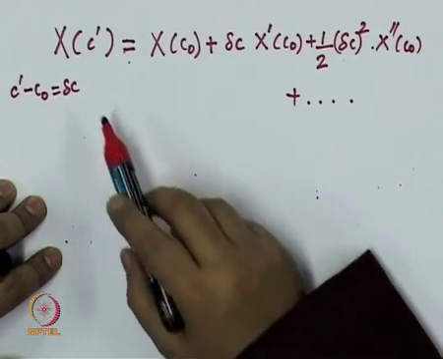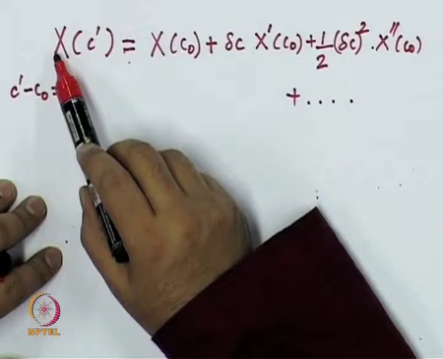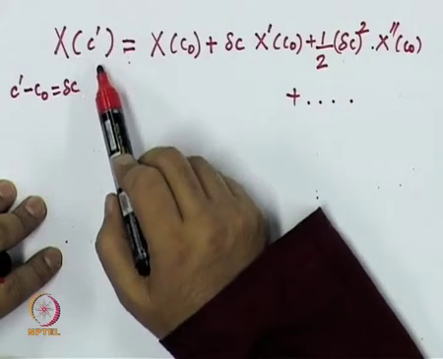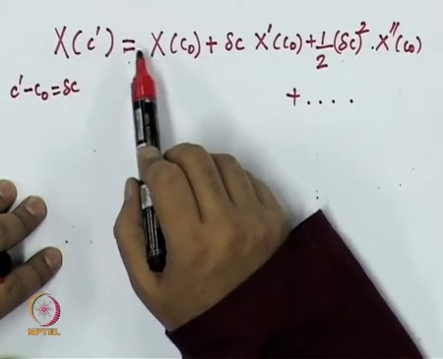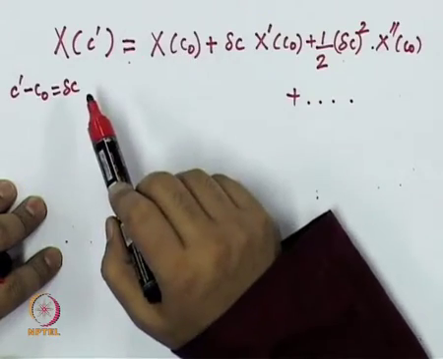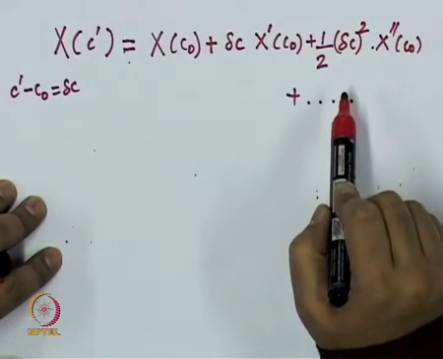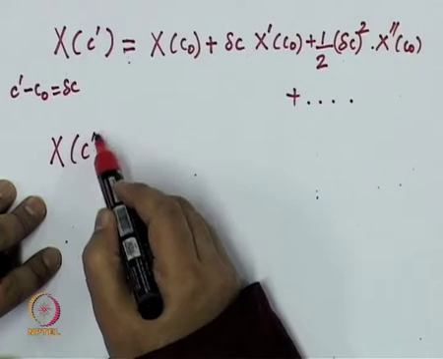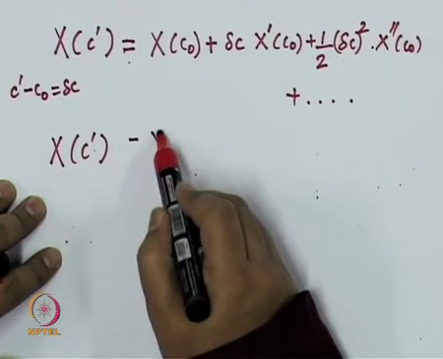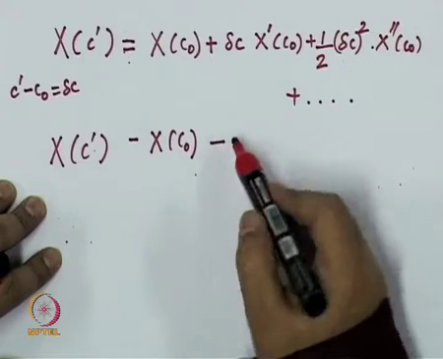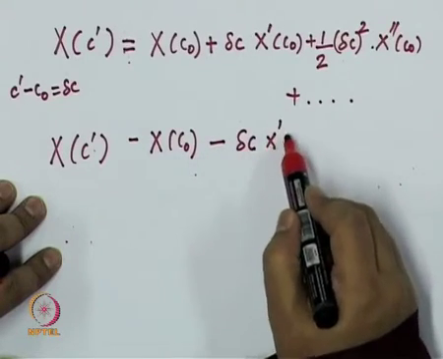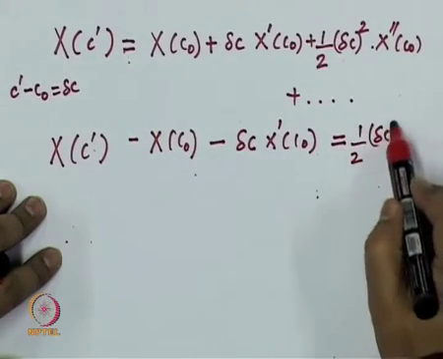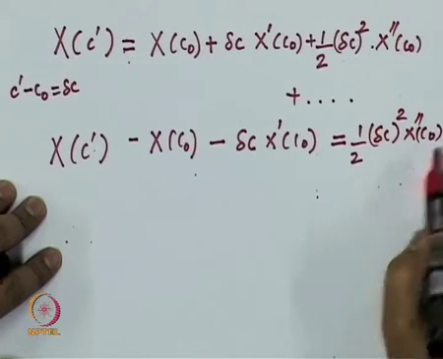So, what is this? If I want to get the property x at some composition C prime, and if I assume that this property that I am trying to evaluate is at a composition which is close to the initial composition that I started with, then I am allowed to do this Taylor series expansion. From this Taylor series expansion, one can see that x C prime minus x of C naught minus del C x prime of C naught is equal to half del C squared x double prime C naught plus and so on.